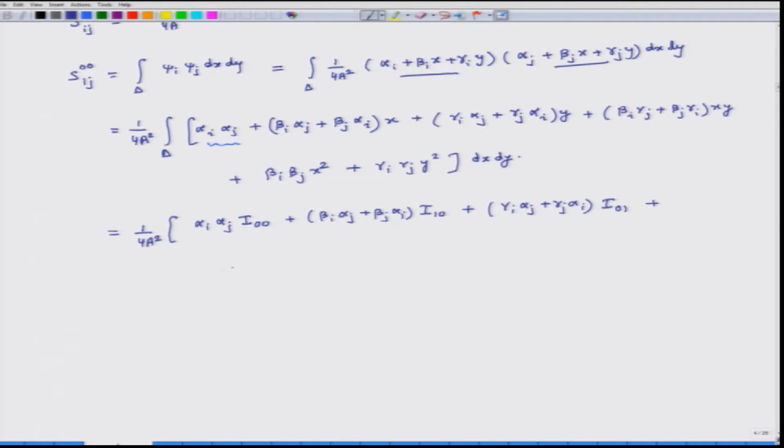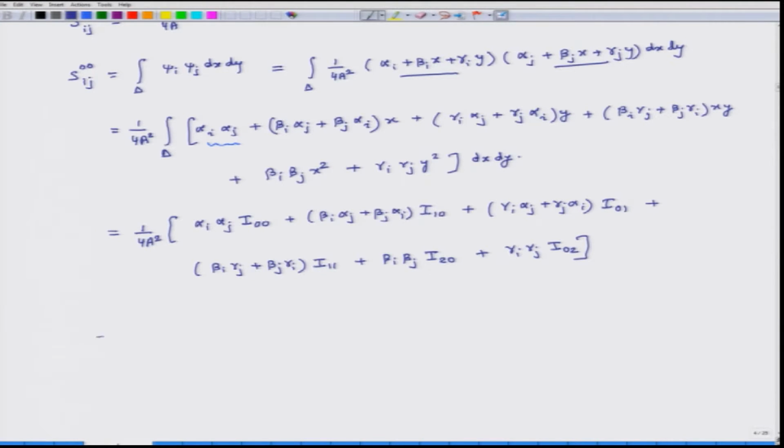Then I look at the fourth thing. So, this is beta_i gamma_j plus beta_j gamma_i, and that is multiplied by xy, and if I integrate xy dx dy over the triangle, I will get I_11. And then I have beta_i beta_j, and integral of x squared dx dy will be I_20, and then finally I have gamma_i gamma_j I_02.